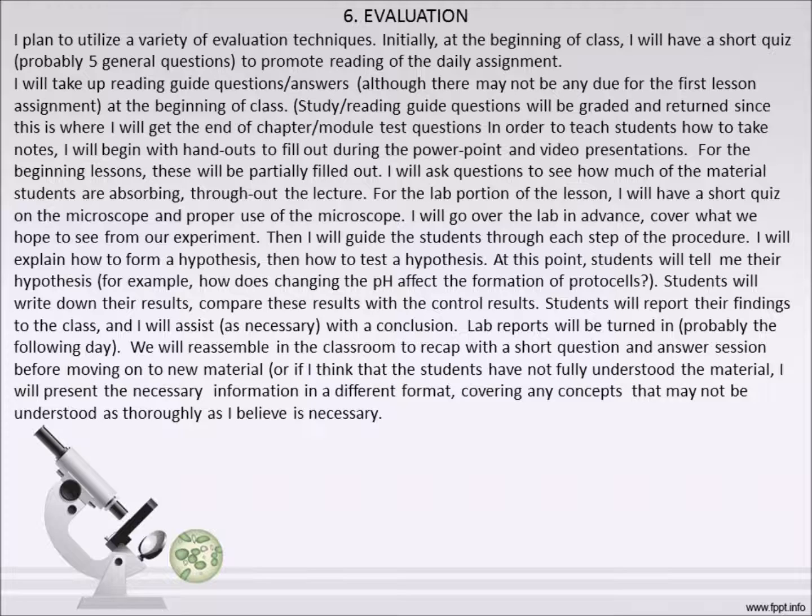I'll ask questions as we go along to see how much of the material students are absorbing throughout the lecture. For the lab portion of the lesson, I'll have a short quiz before the lab. On that first lesson, we'll probably go over the microscope and the proper use of the microscope, because I plan at that point on orientation day to at least go over proper lab procedure and the proper use and care of a microscope.